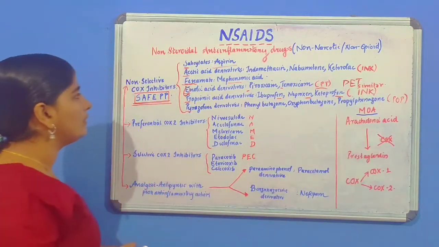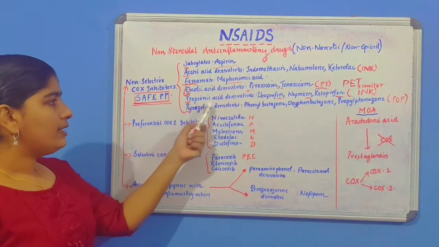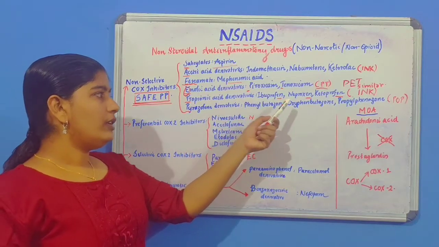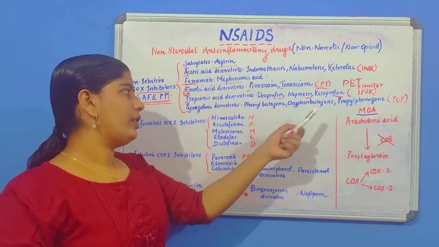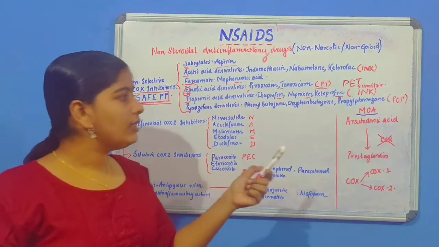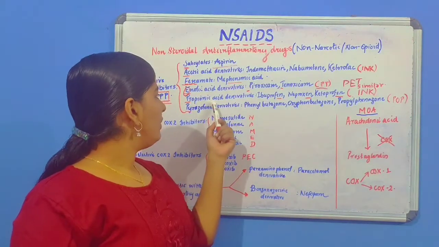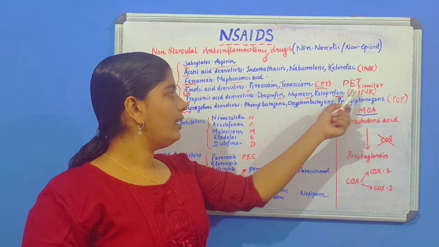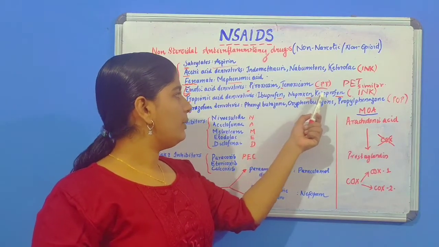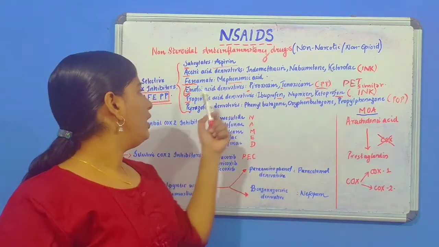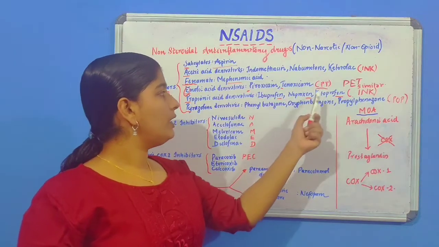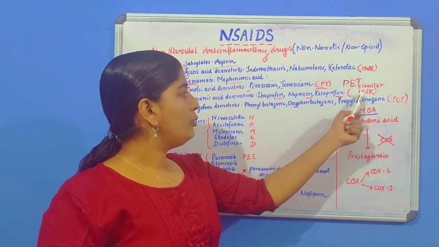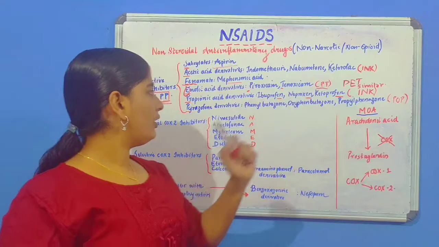Now, propionic acid derivatives: they are ibuprofen, naproxen, and ketoprofen. They can also be given a code, INK. Here they all end with N, similar endings. That's the difference. Propionic acid derivatives all end with N, and the code is INK: ibuprofen, naproxen, and ketoprofen.